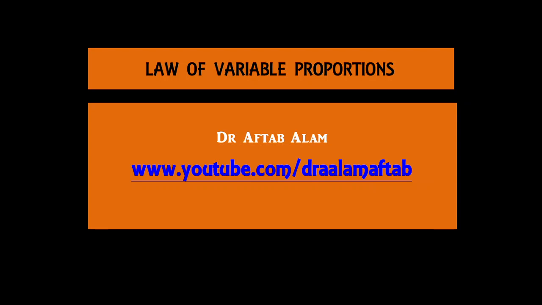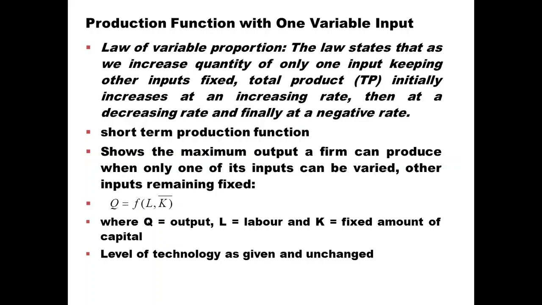So dear students, let us move on to understand the law of variable proportion. What is this law? You can see here the production function with one variable input. This is our assumption, the production function with one variable input, assuming all other inputs as fixed factors, only one variable input, for the sake of simplicity. And what is this law? How do we define it, how do we state it?